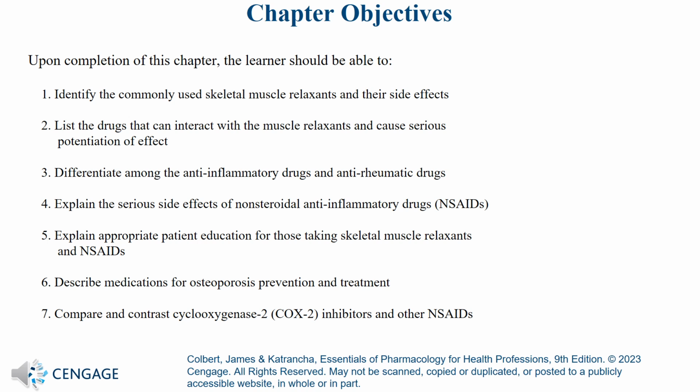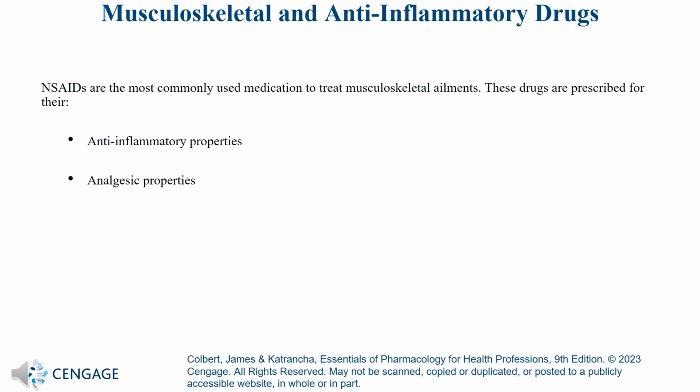muscle relaxants and NSAIDs, describe medications for osteoporosis prevention and treatment, compare and contrast your COX-2 inhibitors and other NSAIDs. NSAIDs are the most commonly used medication to treat musculoskeletal ailments. These drugs are prescribed for their anti-inflammatory properties and analgesic properties.